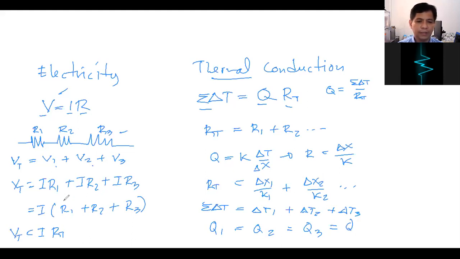So, ganun din dito sa thermal conductivity in series. We can start with this one. Itong delta T na to. Itong delta T1, delta T2, delta T3.